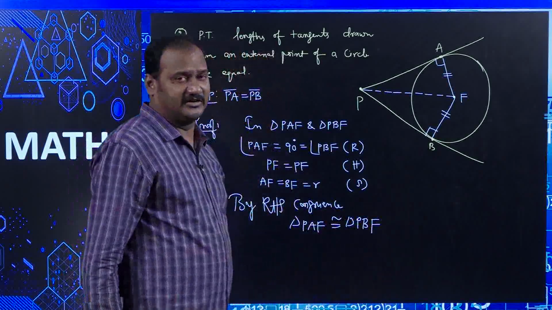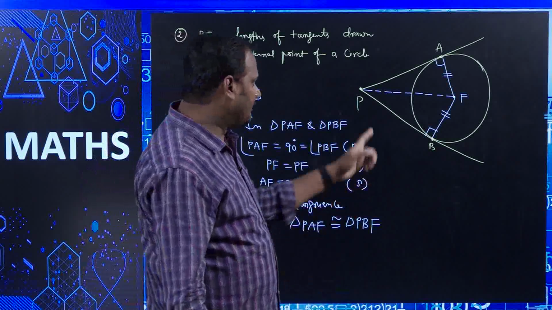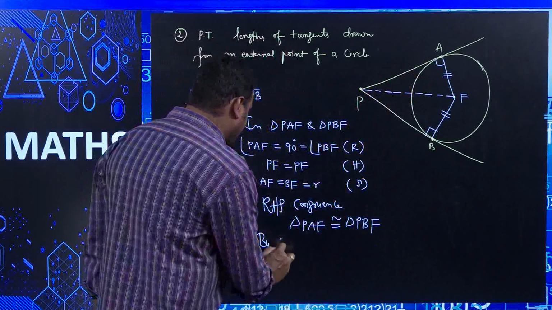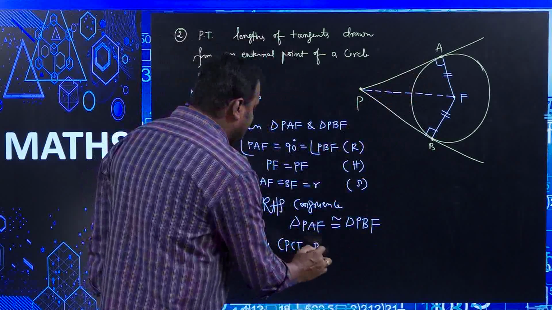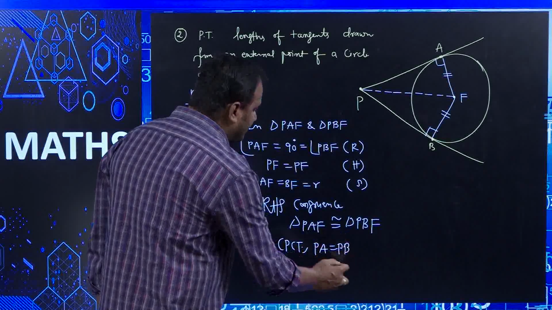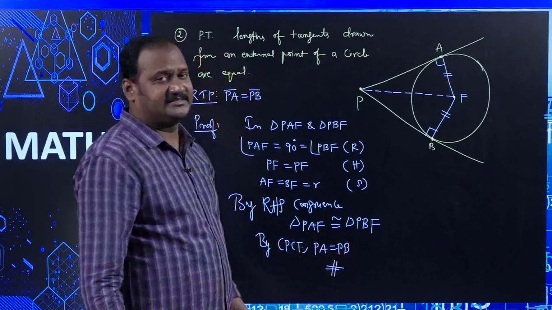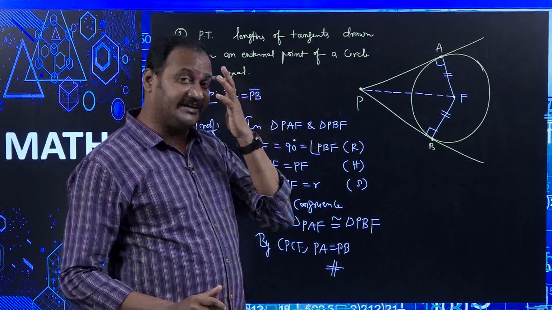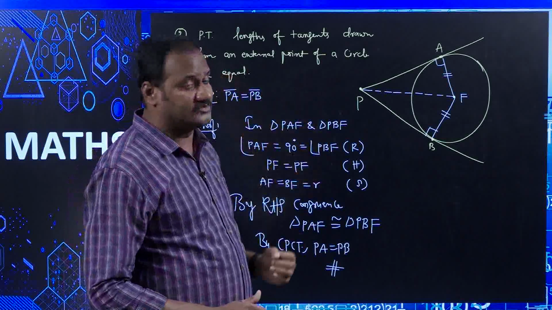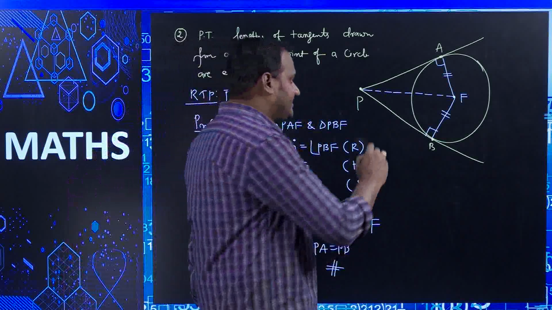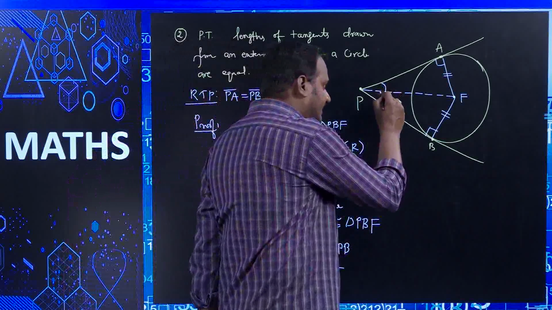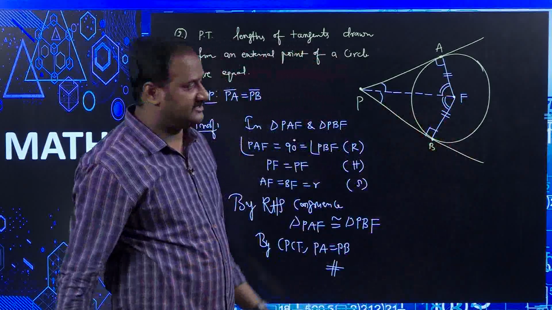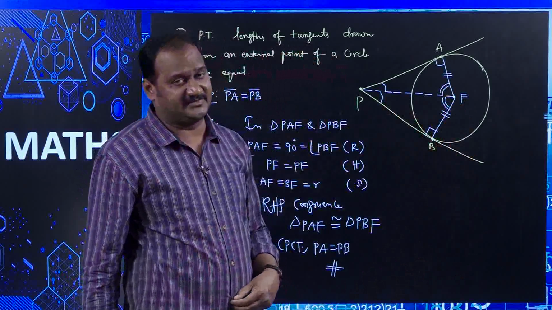Since the two triangles are congruent, by CPCT we can say that PA is equal to PB. Therefore by CPCT, PA is equal to PB. This way we can prove that the lengths of tangents drawn from an external point of a circle are equal. And from these two triangles we can extract a few more very useful things. By CPCT you can say that this angle is equal to this angle and this angle is equal to this angle also. We are going to prove that in the next property of tangents of a circle, right?